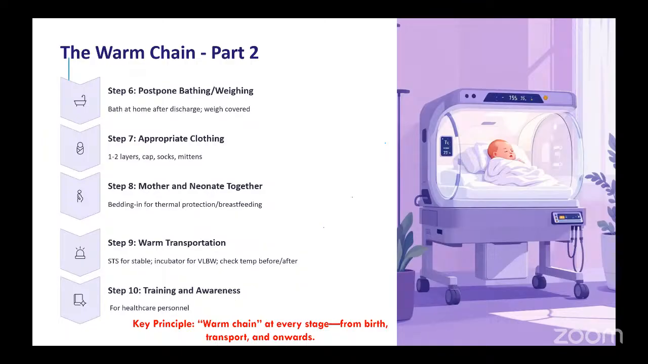Check the temperature before and after. Training and awareness is very important for healthcare persons. So the basic principle is a warm chain at every stage from birth, transport, and onwards.